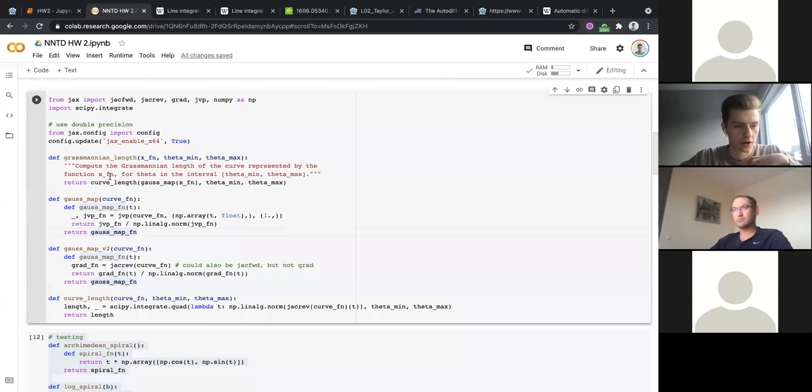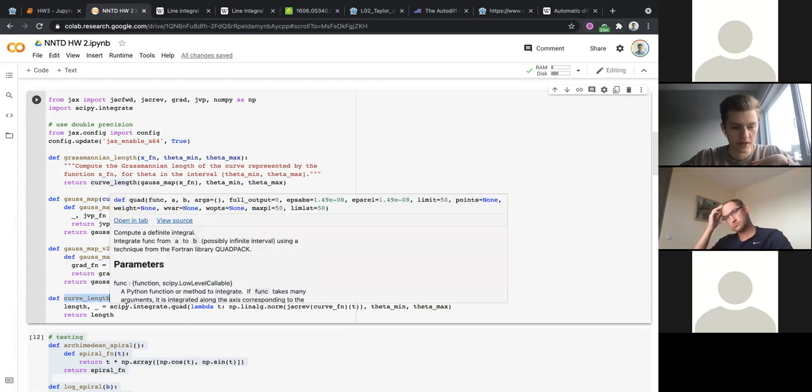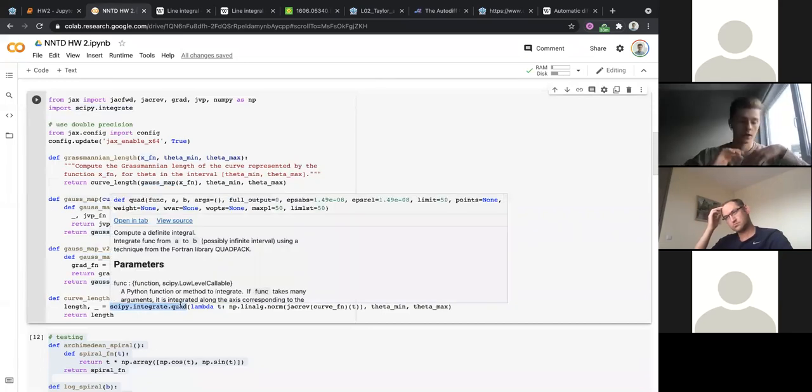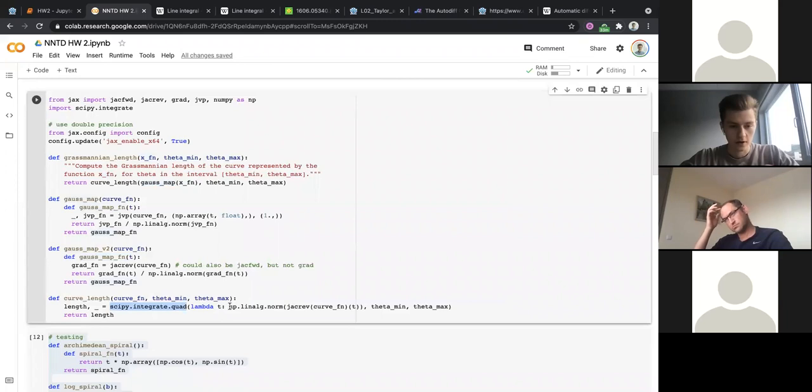So I have here the Grassmannian length function. It takes the curve length of the Gauss map of the original curve. And Gauss map is defined. I have two versions. I'll explain why I have two later, and the curve length. So the simpler one is the curve length. It's simply what the formula says. We take the integral. This function is from SciPy. This is just an integral of the function that is the norm of a derivative of the curve at t.